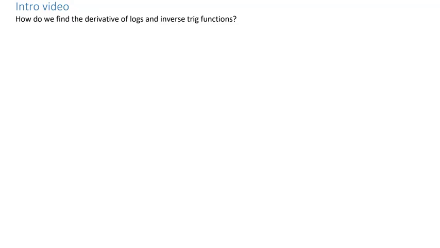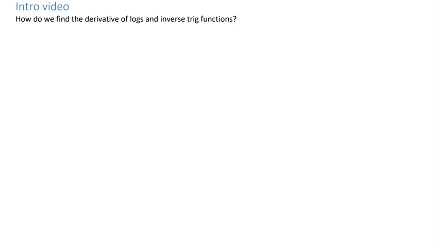Okay, so we are going to use another kind of cool and different trick for finding the shortcuts for these functions. The reason these are all grouped together is because they're all inverses of other functions that we already know how to take derivatives of. So logs are inverses of exponential functions, and inverse trig functions are inverse trig functions. So here's how we're going to start.